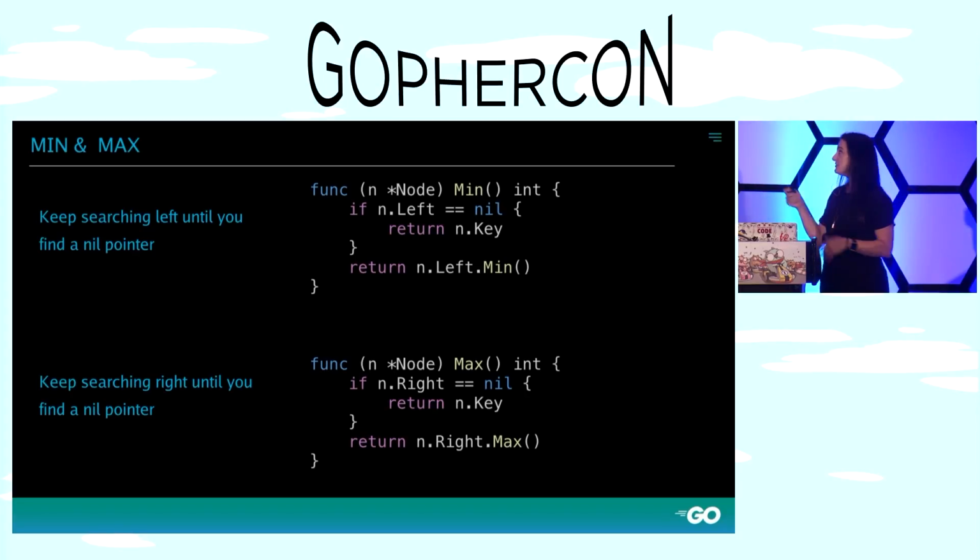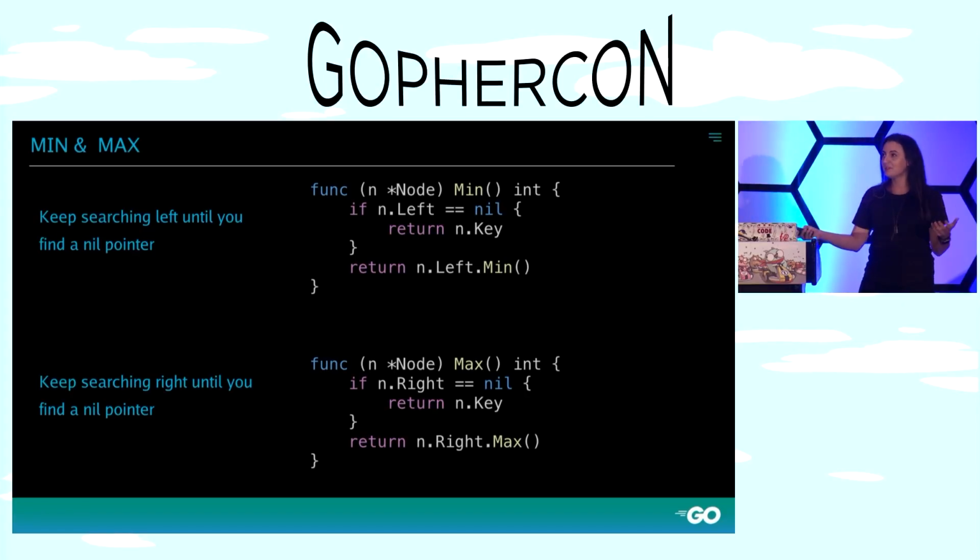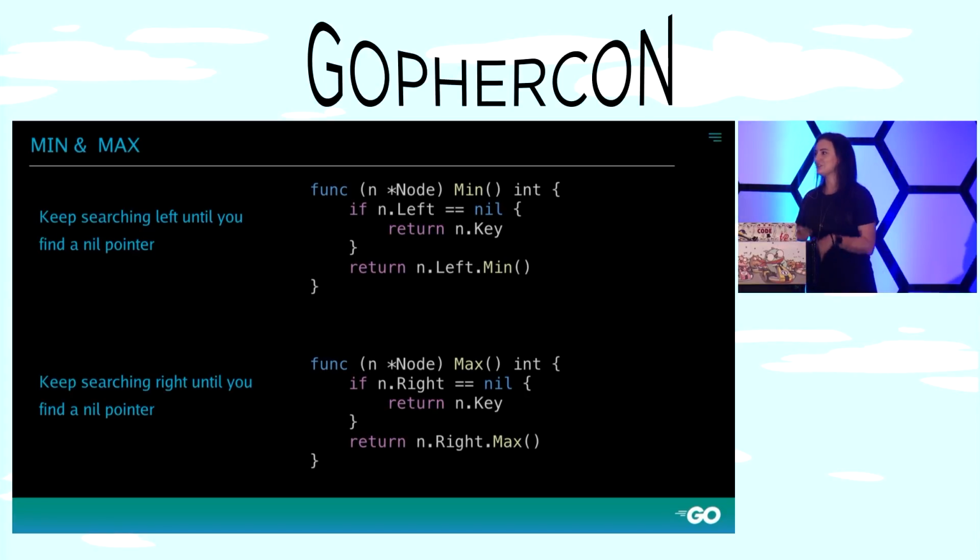So this is the code for min and max. It's kind of fun to look at, but essentially you're just checking for that. Is the left node nil? Is the right node nil? Once that happens, you can escape out.